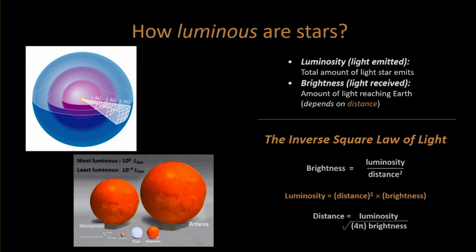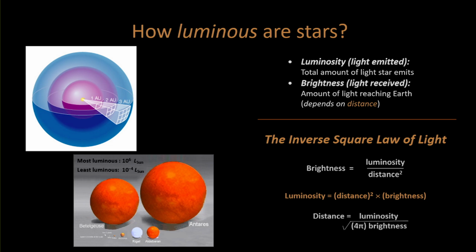So we may look up at night and see stars of various brightnesses, but those brightnesses depend on distance. Are they far away or are they nearby? If we can determine that, which we can, then we can figure out the luminosity, which is the next property of stars that we want to talk about. So luminosity, again, is the total light emitted. Brightness is what you and I receive based on the distance.